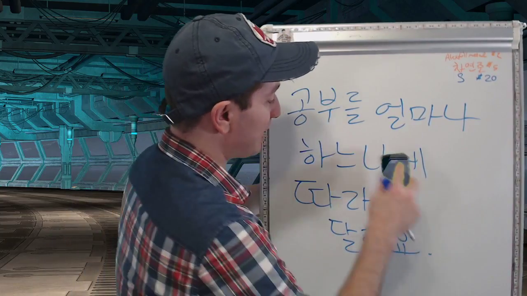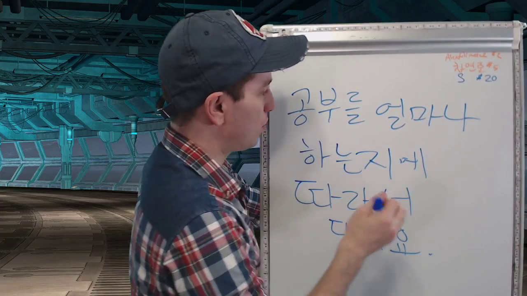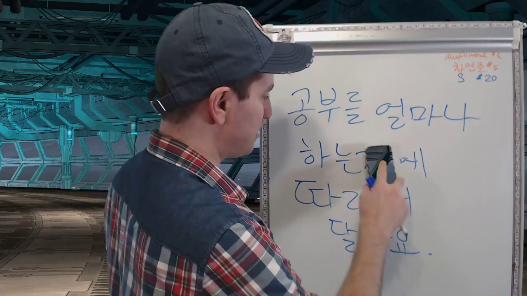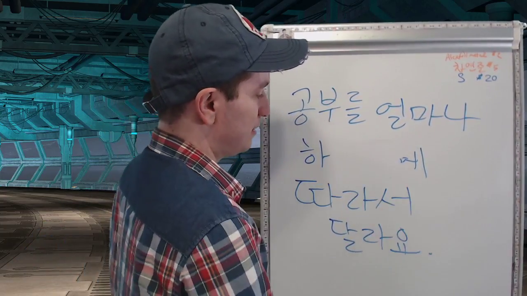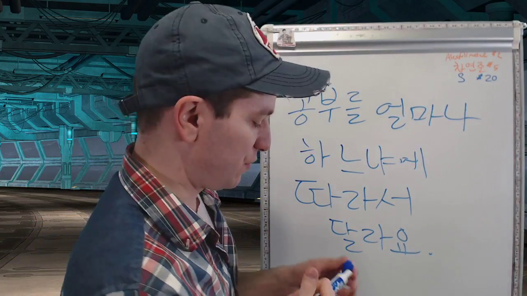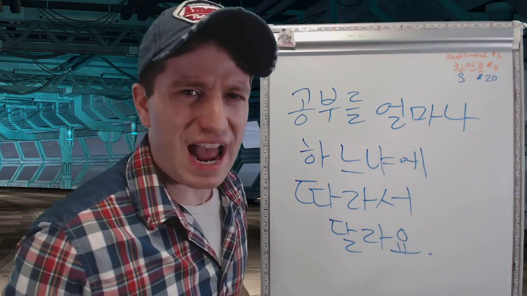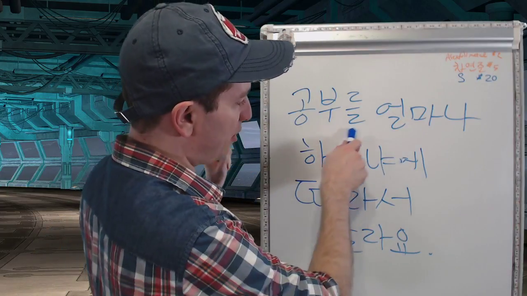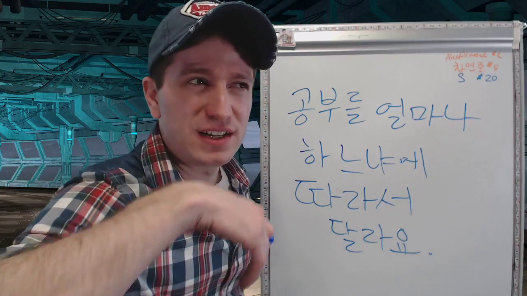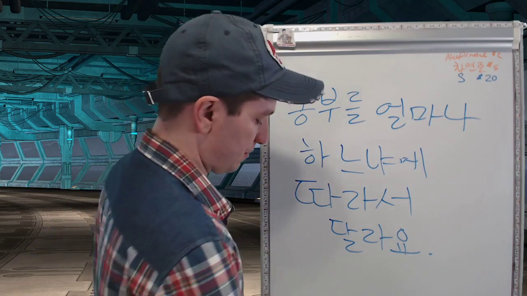And this has the exact same meaning as 하는지. 공부를 얼마나 하는지에 따라서 달라요. It depends on how much you study. 하는지, 하느냐. Use either one. They have the same meaning and they can be swapped back and forth if you want. Just know that 느냐 is only for action verbs, since the 느냐 part of itself is an older action verb stem for conjugating in the present tense. So yeah, it's still used though.